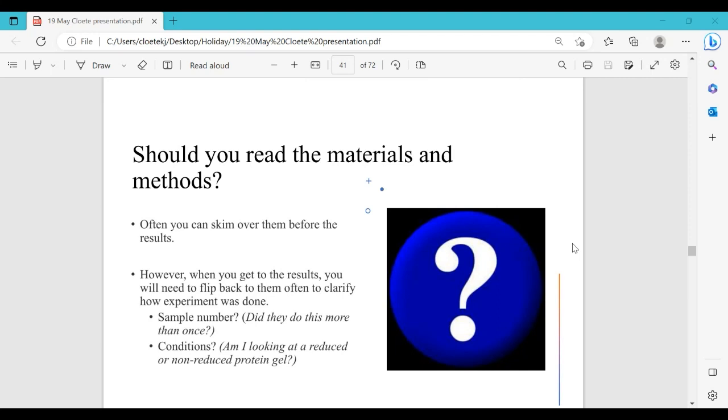So some people may skim over the materials, some people may go into more detail. It all depends on your study field and how familiar you are with your specific study field. Do you know the type of methods used, or don't you know this? And if you don't know, then you need to read materials and methods in a bit more detail.